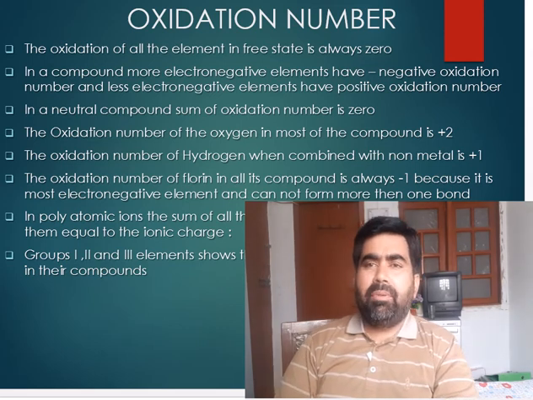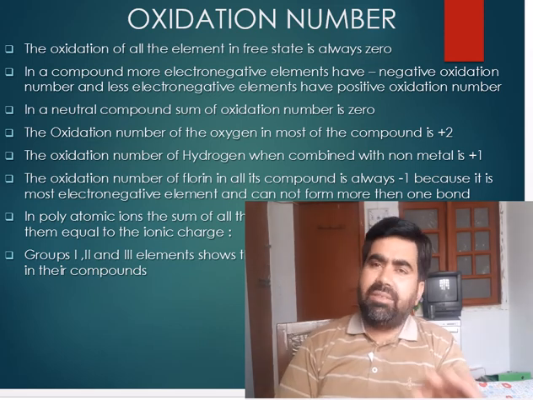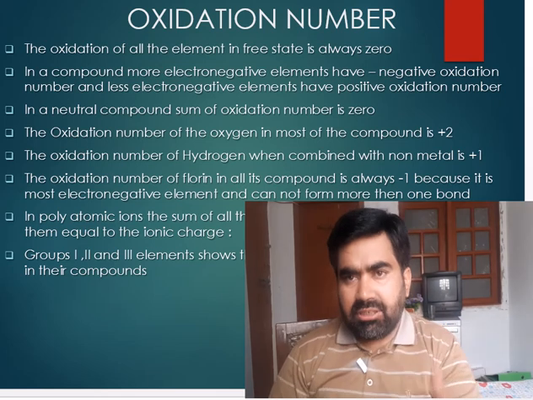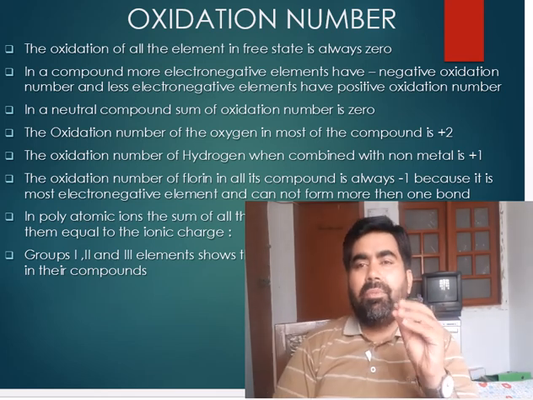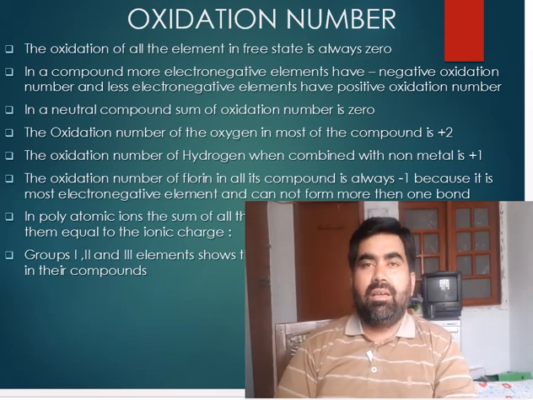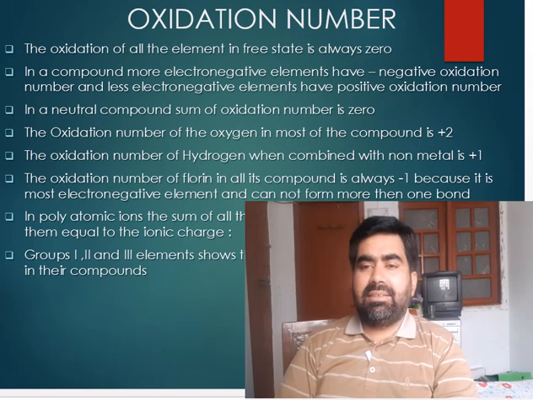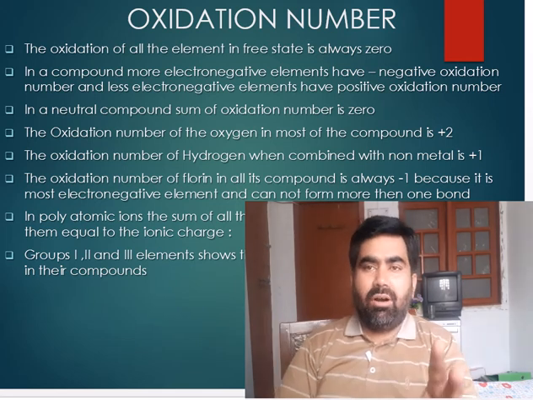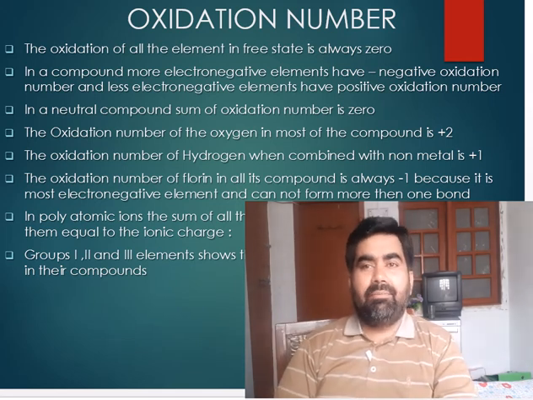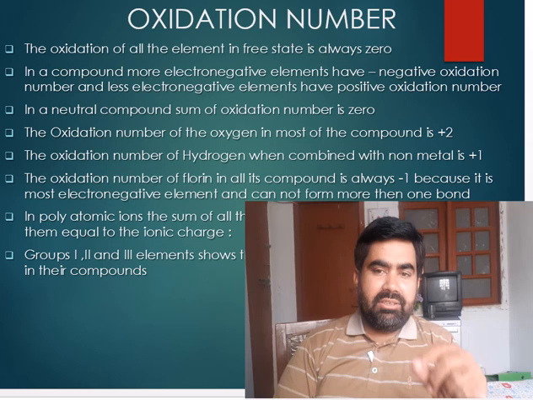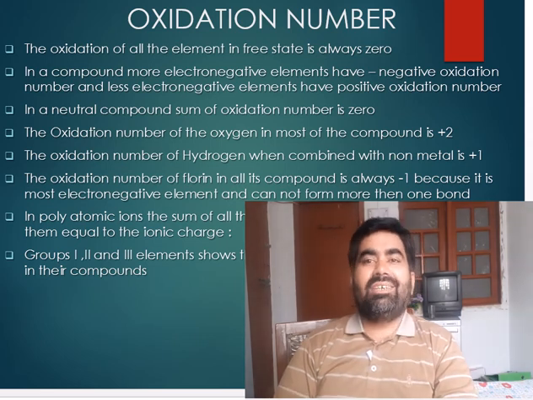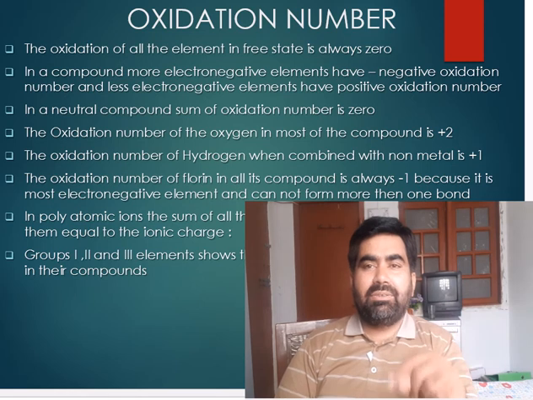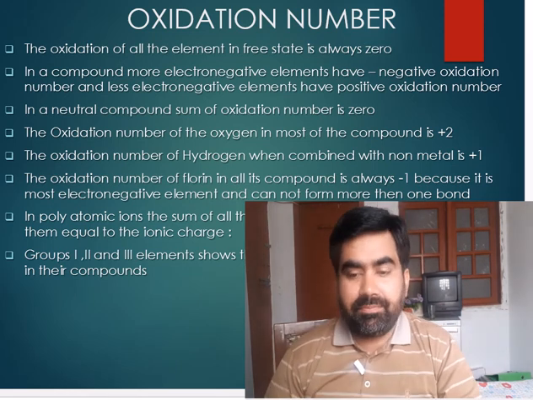The oxidation number of fluorine is always -1 because it is the most electronegative element and cannot form more than one bond. In polyatomic ions, the sum of the oxidation states of all the atoms present in them is equal to the ionic charge. The elements of group 1, 2 and 3 show the oxidation numbers +1, +2 and +3 respectively.